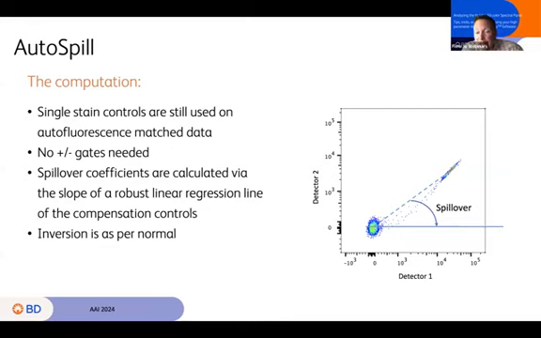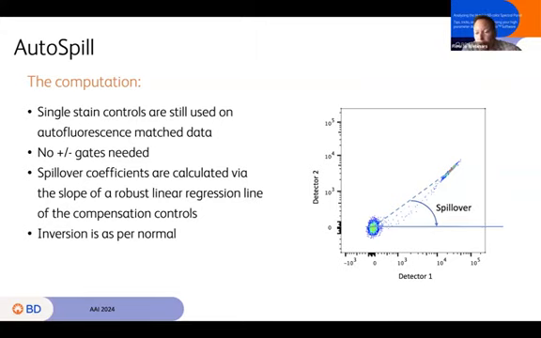Autospill instead takes all of the data, doesn't make any gates after you've done your cleanup gate, get down to cells that are roughly the same size and complexity, which is a good place to start no matter what method you're using. And then it fits this best fit regression line through all of the data and makes the same kind of spillover matrix that just has to use as a target matrix, is this line flat on the primary detector versus everything else? And if flat's achieved, then we think we've done a good job.